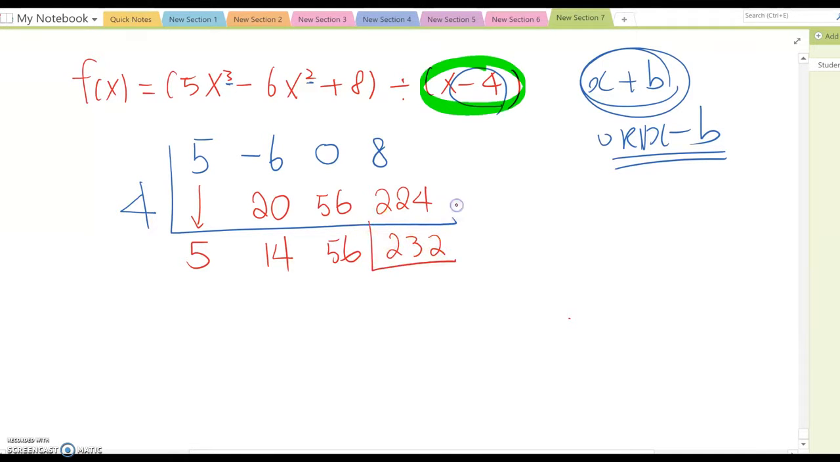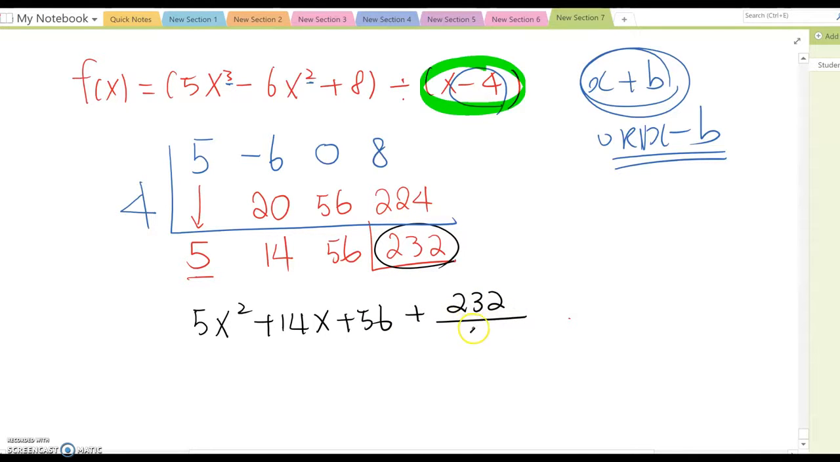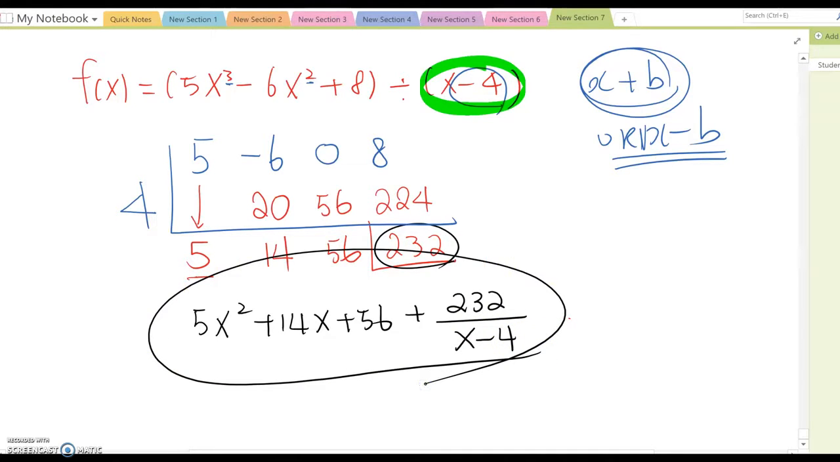As I told you before, the last term is always the remainder. And because it begins from cubic power, the starting term must be square power. Synthetic division means we always reduce one power because we are dividing by one single power of x. So the answer becomes 5x squared plus 14x plus 56, and now the remainder plus 232 over the divisor x minus 4. That will be the answer for this problem.